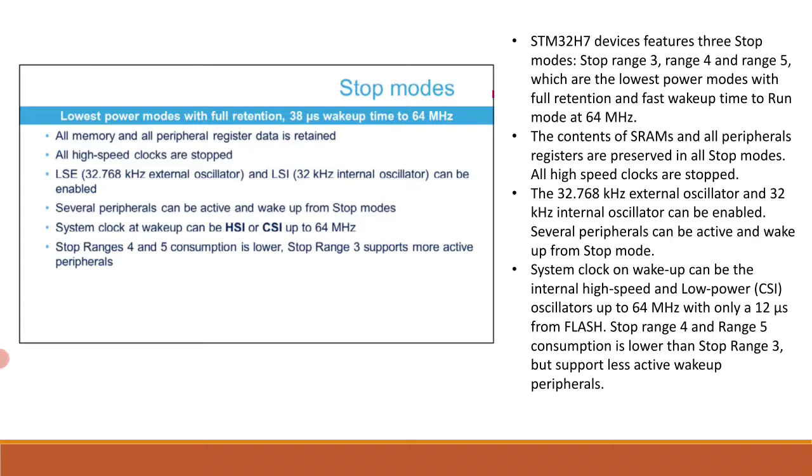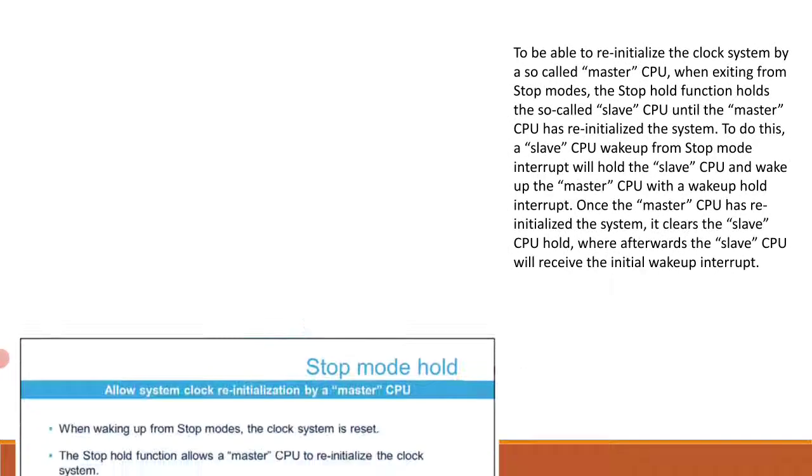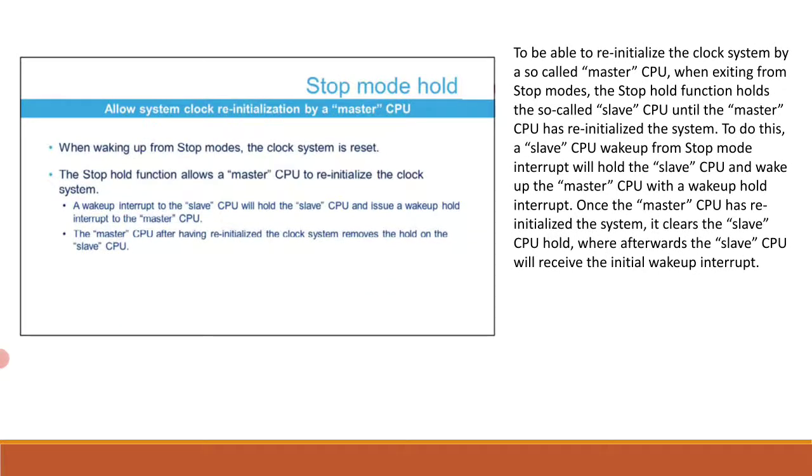So in stop mode we can also have a stop mode hold to be able to reinitialize the clock system by the so-called master CPU when exiting from stop modes. The stop hold function holds the so-called slave CPU until the master CPU has reinitialized the system. To do this, a slave CPU wake up from the stop mode interrupt will hold the slave CPU and wake up the master CPU with a wake up hold interrupt.